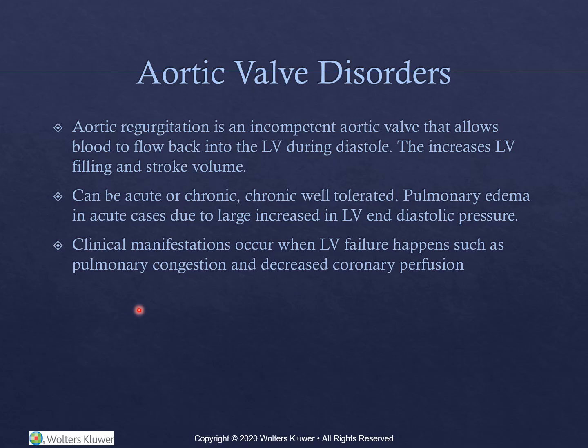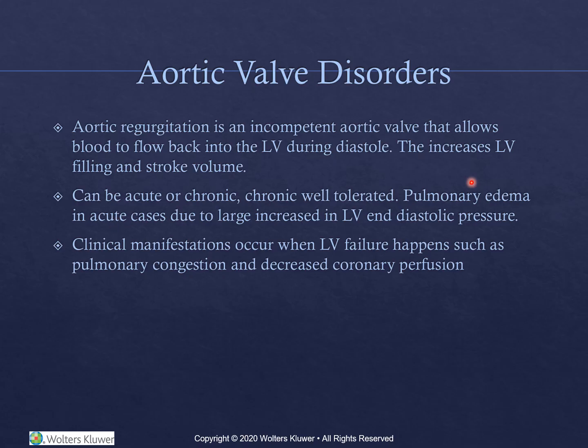And finally, we'll just talk briefly about aortic regurgitation. And so this is an incompetent aortic valve that allows blood to flow back into the left ventricle during diastole. And now we've got excess blood remaining in the left ventricle instead of being ejected forward. So this increases left ventricular filling and stroke volume. This can be either acute or chronic. Chronic aortic regurg is pretty well tolerated. People often remain asymptomatic for a long time.